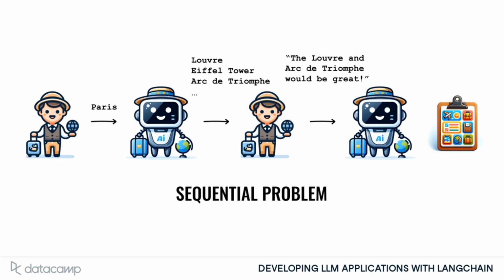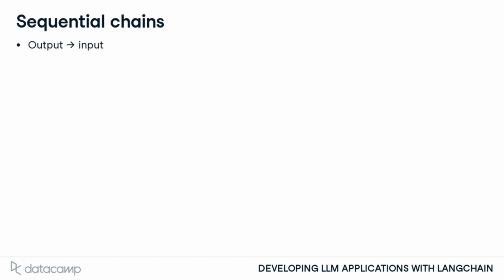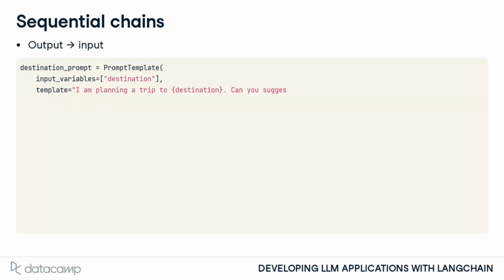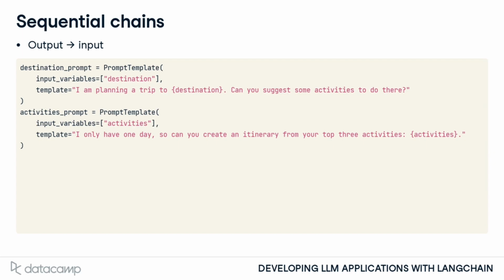This is a sequential problem, as it requires more than one user input, one to specify the destination, and another to select the activities. Let's code this out. In sequential chains, the output from one chain becomes the input to another. We'll create two prompt templates, one to generate suggestions for activities from the input destination, and another to create an itinerary for one day of activities from the model's top 3 suggestions.